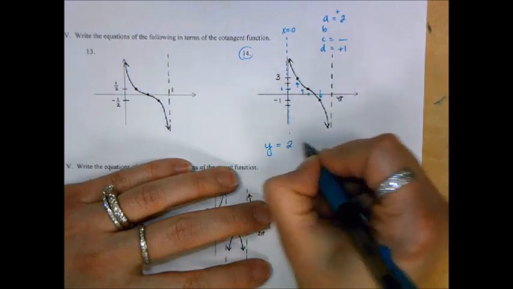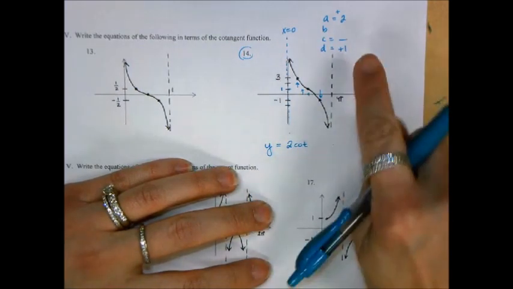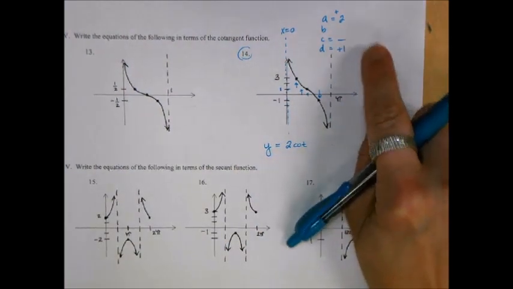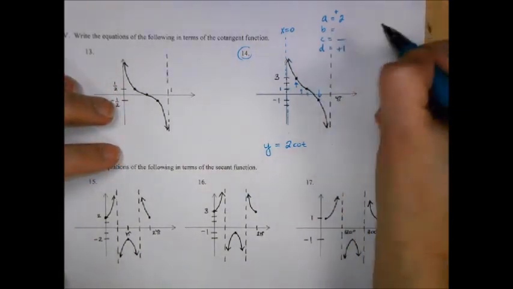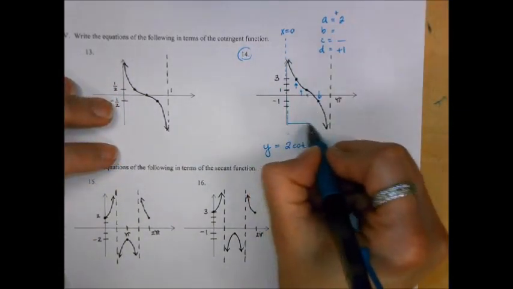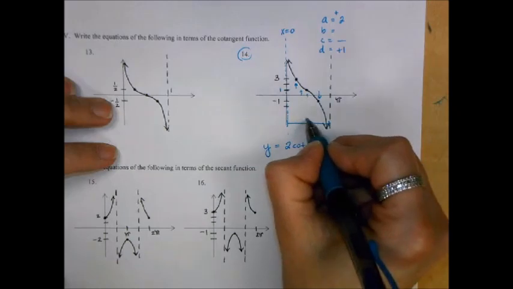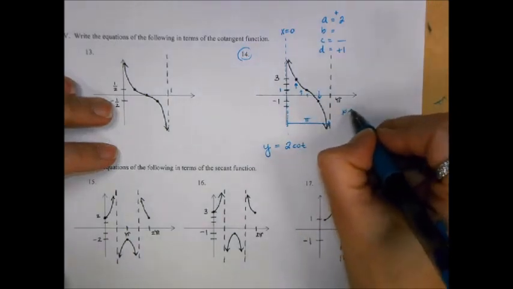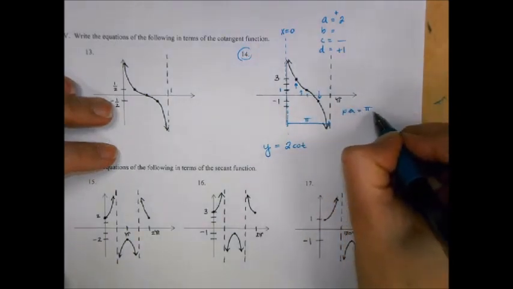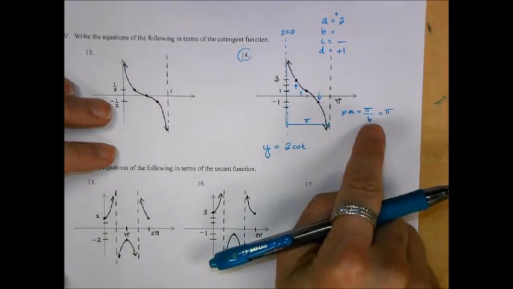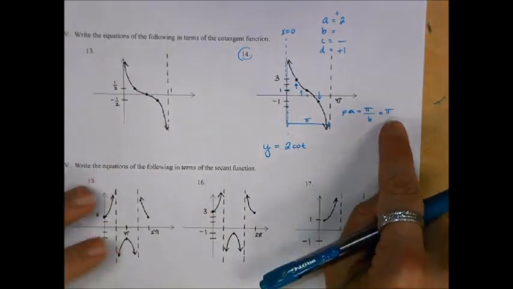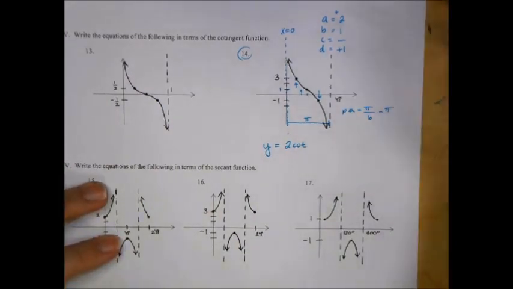I just need to know my value of b. So this comes from the period length. This distance between asymptotes is pi. The period length for tangent or cotangent is pi over b. And the period length of this one in particular is pi, so b is just 1. So cotangent 1x, and then +1 here.